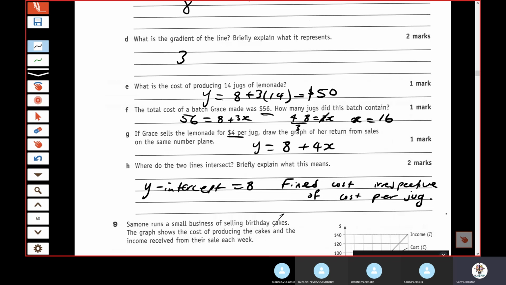Yeah, we're going to do it right now. That's why I've stopped it. Now we're going to look at the standard paper.